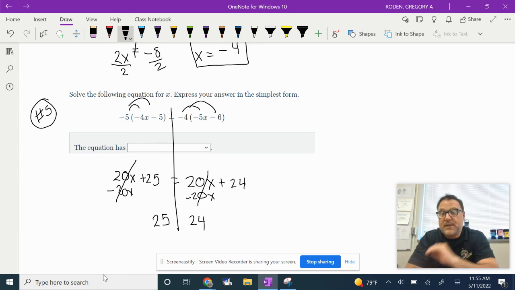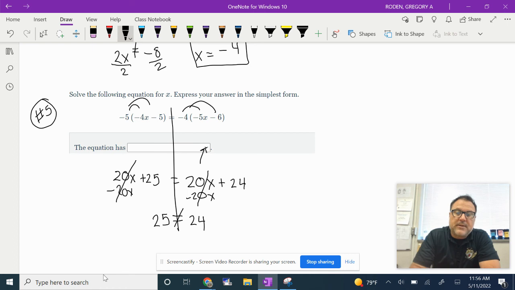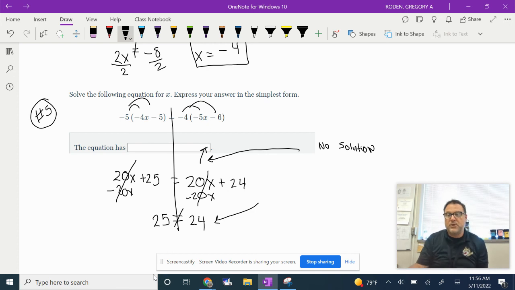Is that a true statement? Is 25 equal to 24? Well, no, those aren't equal numbers. So what you would do is click on this little arrow down here, and you get a table, and you want to write no solution. You'd click on no solution, and then you're done. You would click on the one that says no solution, because 25 does not equal 24. So this would be a no solution example.